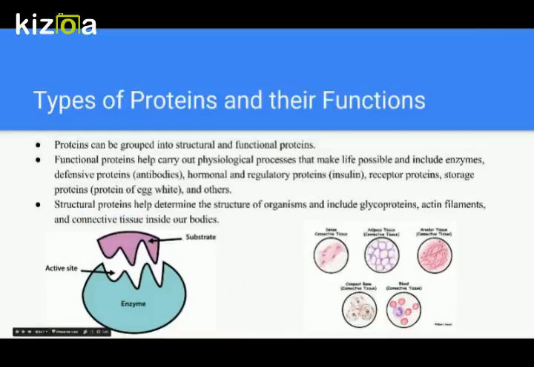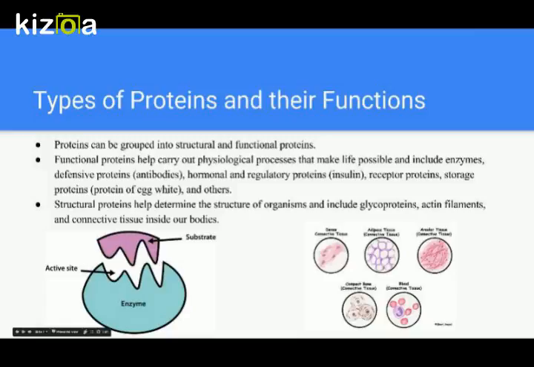Protein types and functions. Protein can be functional or structural. Functional groups include enzymes that speed up biochemical reactions, defensive proteins such as antibodies that respond to invasive particles, hormonal and regulatory proteins like insulin that control physiological processes, receptor proteins that receive and respond to molecular signals within an organism, and storage proteins that store amino acids.